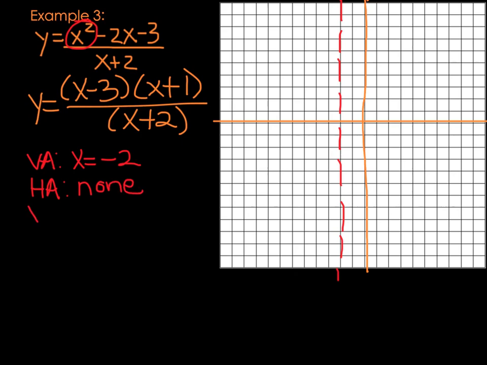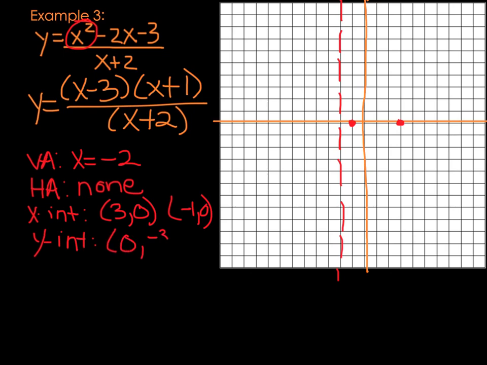All right, x-intercept. Set the numerator equal to 0, and if we do that, we're going to get 3, and we're also going to get -1. So we have two x-intercepts, at -1, 0, and 3, 0. Okay, y-intercept, plug in a 0 for x. That would give us 0 squared minus 2 times 0 minus 3 over 0 plus 2, so -3/2. -1.5 right there.